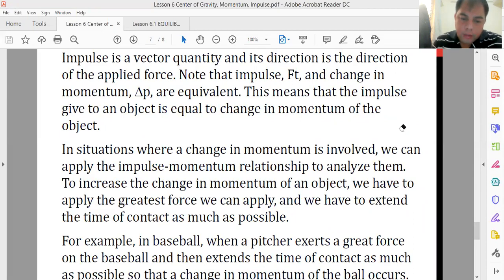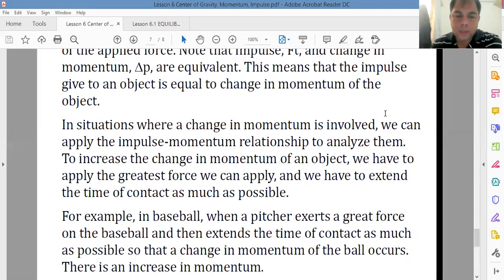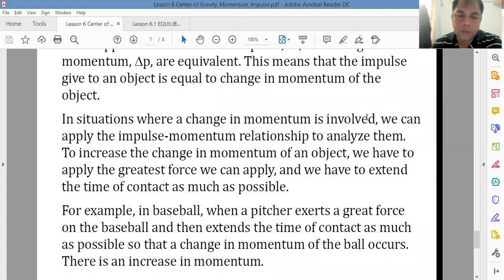Okay, another example, in baseball, when a pitcher exerts a great force on the ball, then extends the time of contact as much as possible, the change in momentum of the ball occurs, there is an increase in its momentum. So the pitcher will throw the ball towards the guy who will strike the ball. So where is the impulse there? By the time when the ball hits the bat. So that's where the impulse is created.